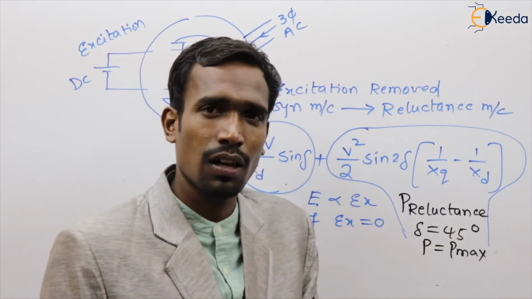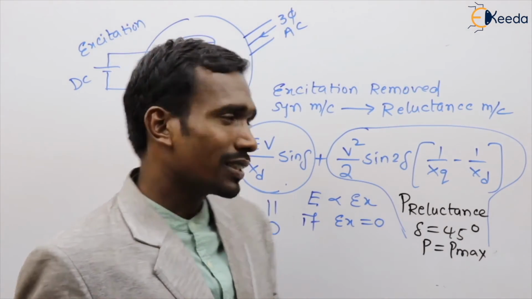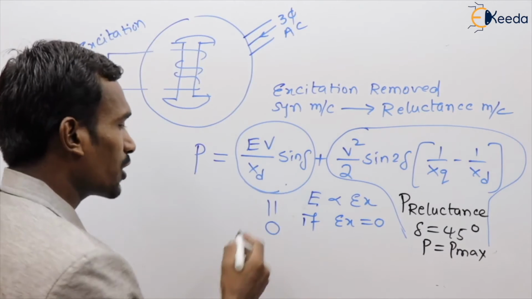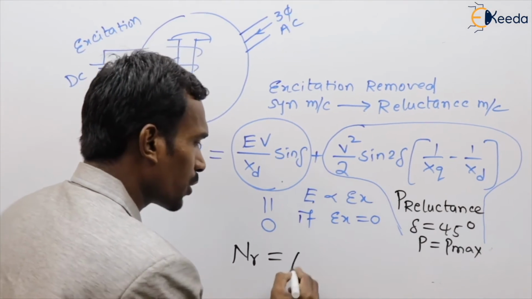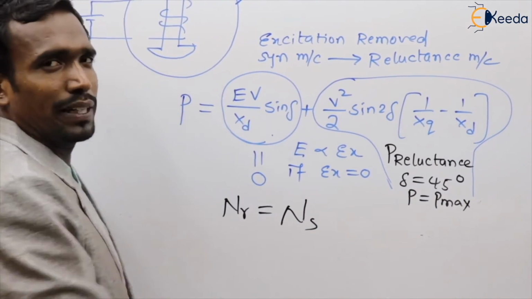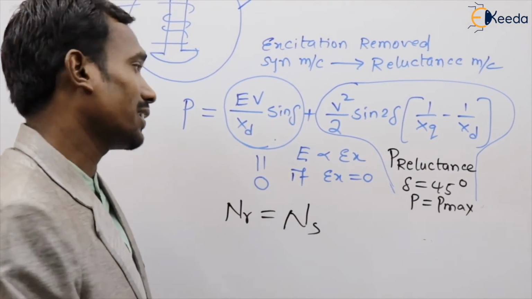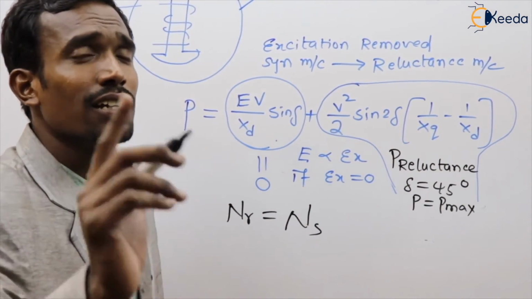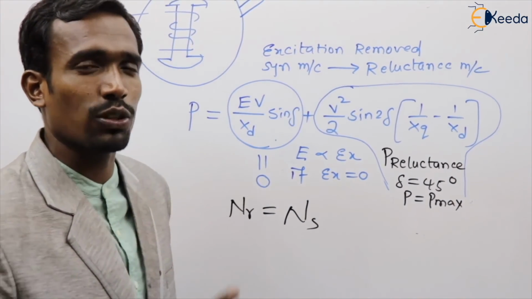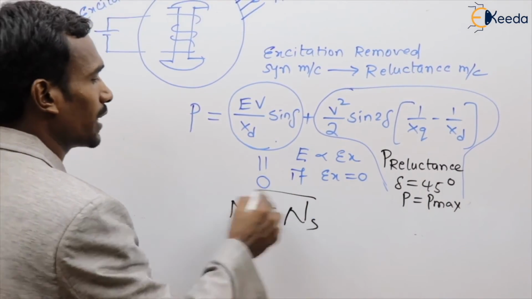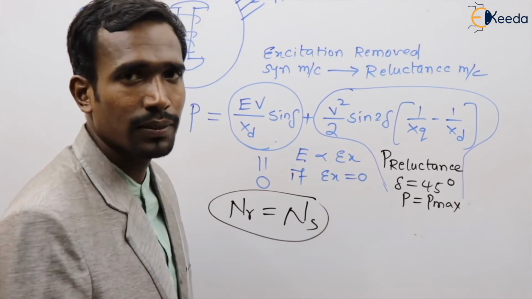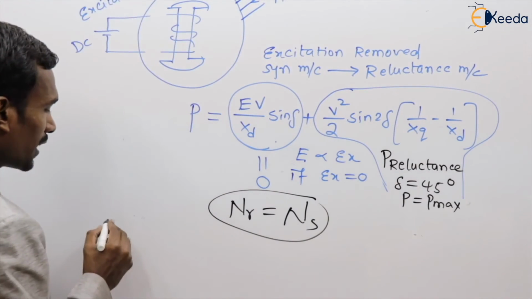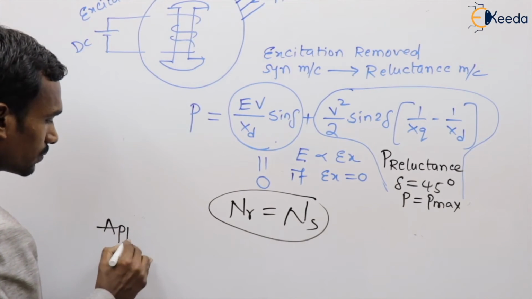Now another question. Sir, if the excitation is removed, at what speed does the machine rotate? The reluctance machine rotates at exactly synchronous speed only. Get it?